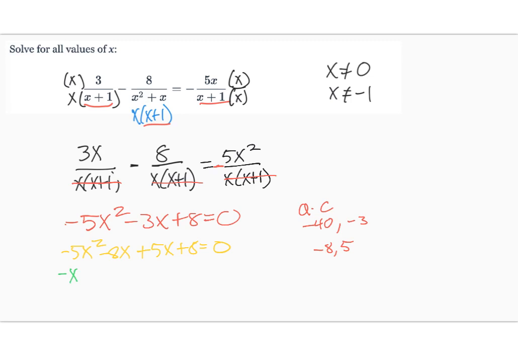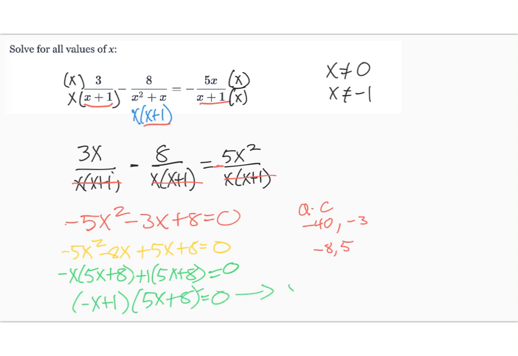I can take a negative x out of the first two, leave me with 5x plus 8, and then take a 1 out of the second two, leave me with a 5x plus 8. That gives me negative x plus 1, and 5x plus 8 equals 0. That tells me that x equals 1 and x equals -8/5. I do have to check my excluded values to make sure that those do not affect either of those, and they don't. Those are our two answers to this problem.